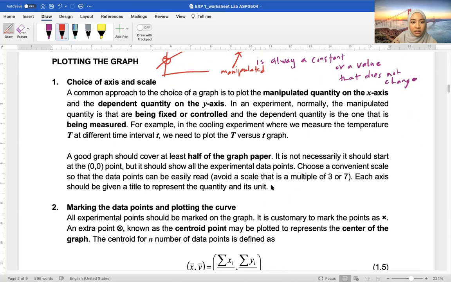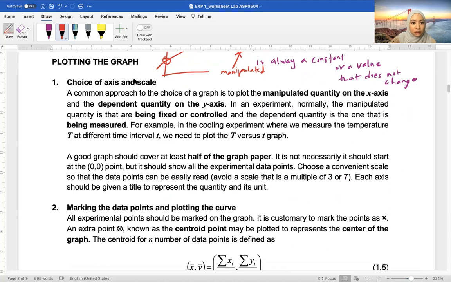So, choice of axis and scale. A common approach to the choice of a graph is to plot the manipulated quantity on the x-axis and the dependent quantity on the y-axis. Like I said before, this is something you can control, the one you are supplying the value for, and this is the outcome from your equation. Y is your outcome.